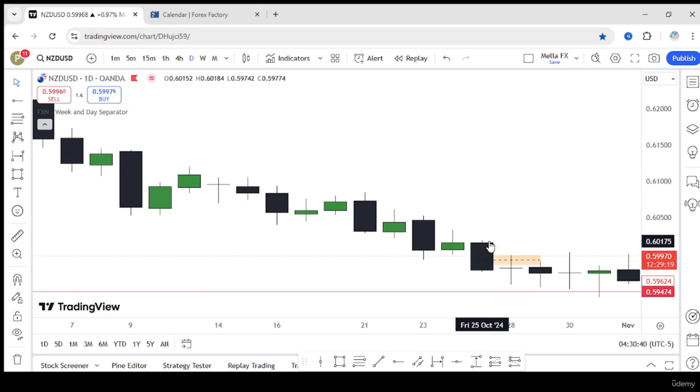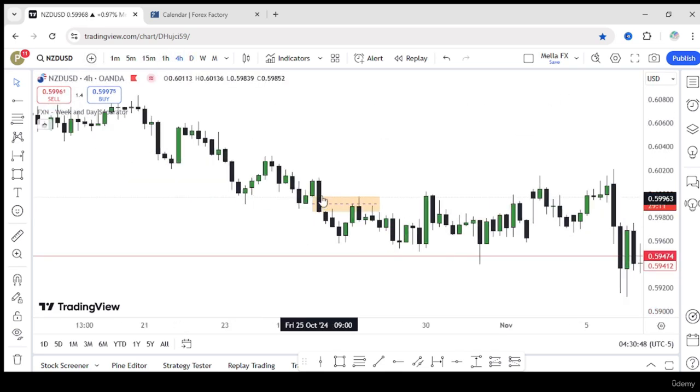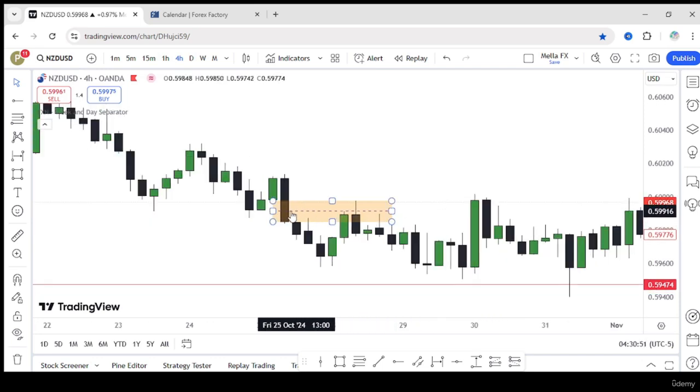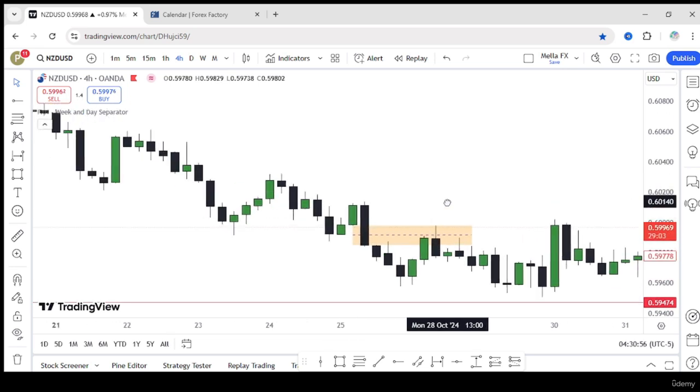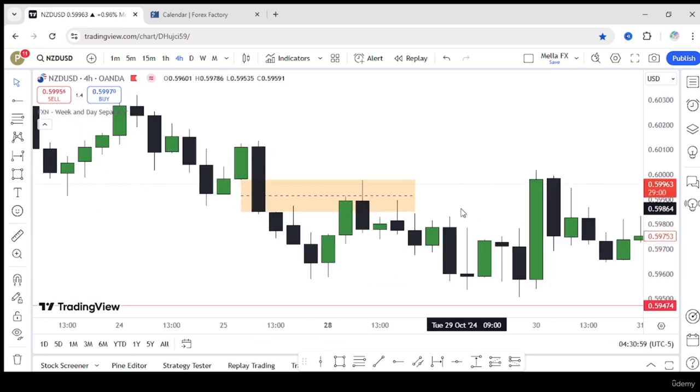But during this day, the 25th of October, we had also a 4-hour imbalance. During that period, we had a 4-hour imbalance that was created, which we would use to sell into the market and to find an opportunity. So let us see if in the Asian session we retested that imbalance, and did we get any opportunity from that 4-hour imbalance. From there, we'll go directly into the 5 minutes.